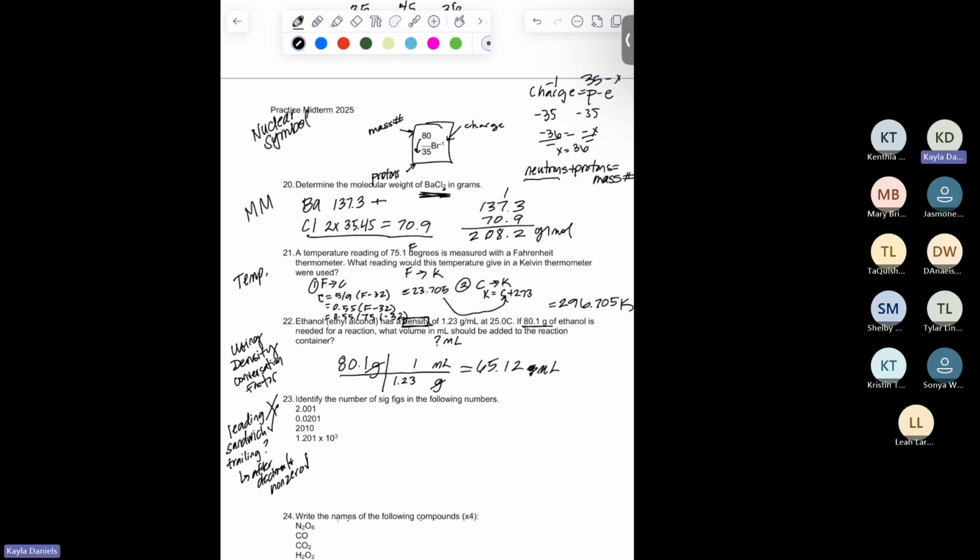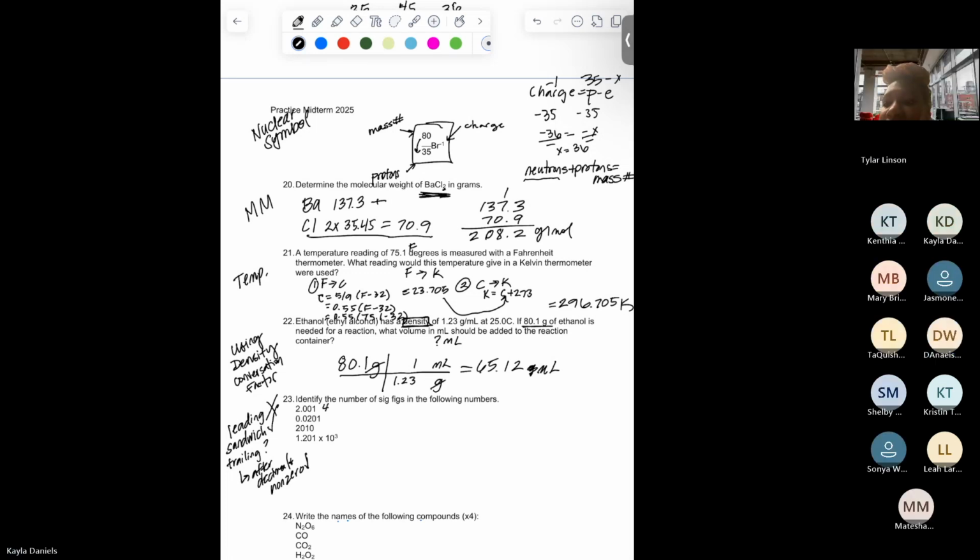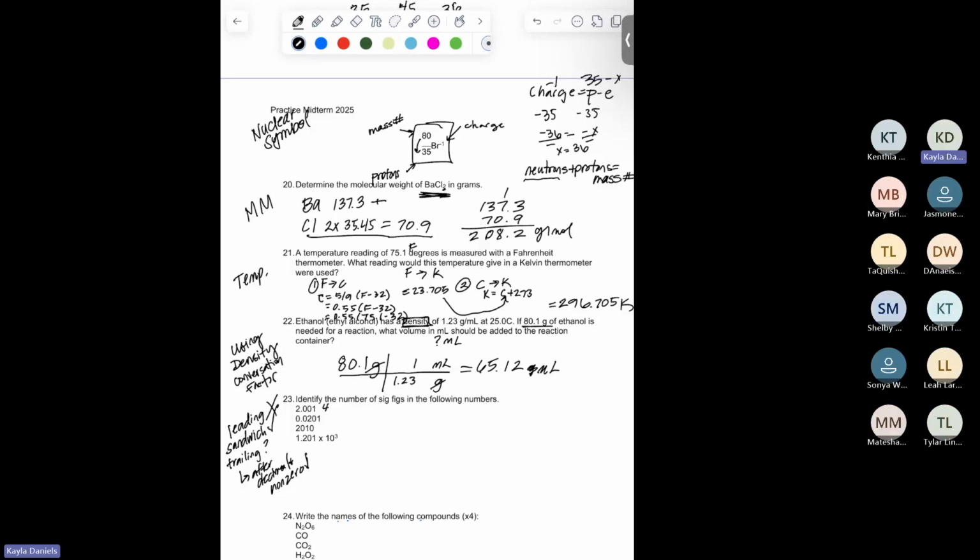All right, so 2.001, those zeros are sandwiched, so they count. Was one of y'all gonna tell me it's... So four numbers count. Yay, 4. All right, what about the next one? 3. Beautiful, you know your sig figs. Okay, next one.